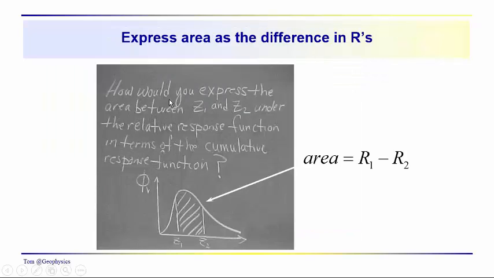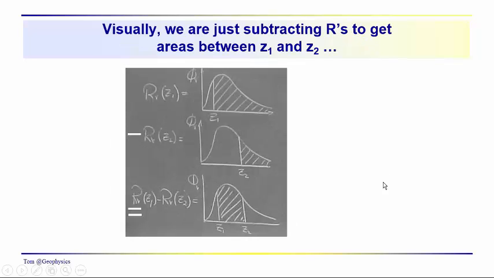Well, we just express that area as a difference in the R's. And I think you're already getting the hang of this. So we have a relative response function. We have this area we're interested in. We know that the layer between depths z1 and z2 contributes to the apparent conductivity measured at the surface in proportion to this area. And that area is just equal to the difference in the cumulative response functions.